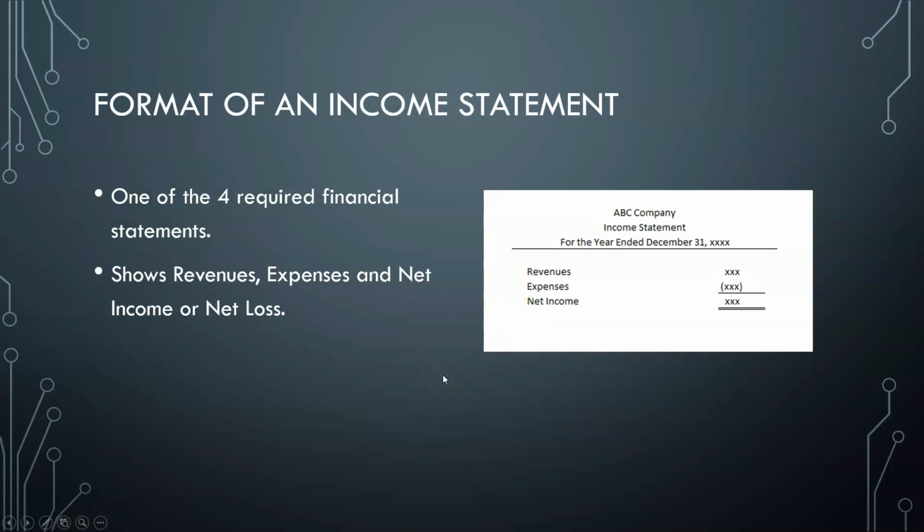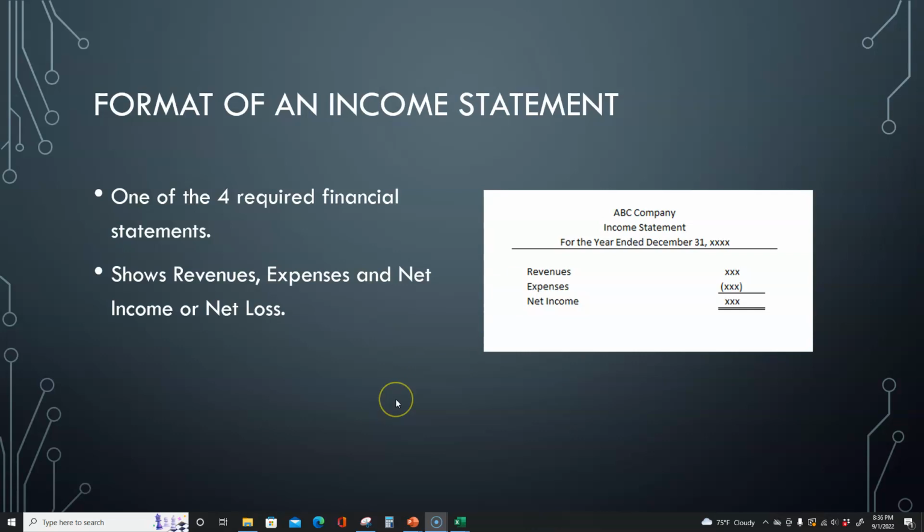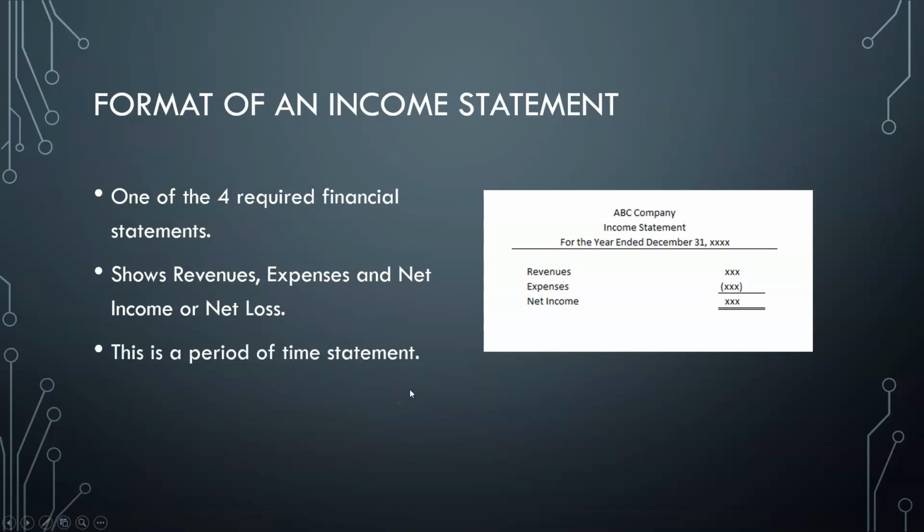Net income or net loss is really the profit that the company made during the year or the loss the company made during the year. If revenues are more than expenses, then the company has a net income, which is a profit. If revenues are less than expenses, then the company will have a net loss for the period. This particular statement is prepared for a period of time. So you will typically see an income statement saying for the year ended, or for the month ended, or for the quarter ended. Let's go look at an example.